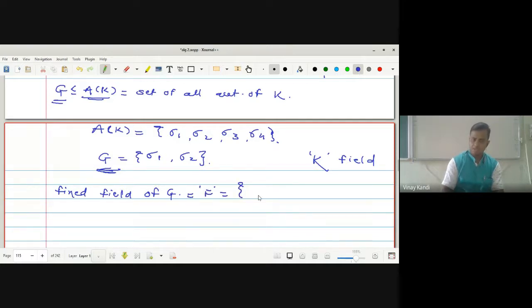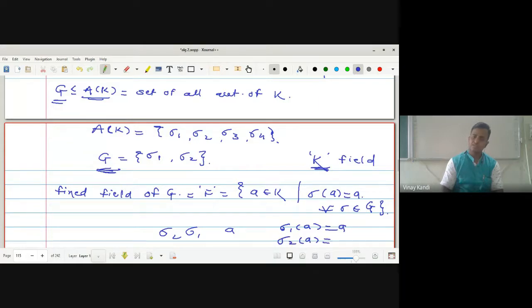F is a collection: take the elements a from K such that sigma of a is equal to a for all sigma belonging to G. Do you understand what I am saying? That is, for which elements of K, when we apply sigma 1 and sigma 2 to that element, do we get sigma 1 of a is a and sigma 2 of a is equal to a, for all sigma belonging to G. So this is the fixed field of G. The fixed field of G is nothing but the collection of the elements from the field K such that sigma of a is equal to a for all sigma belonging to G.